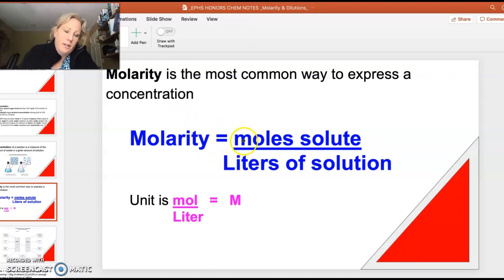Molarity is calculated by taking moles of solute divided by liters of solution. That's what you're calculating, but then your unit is also capital M for molarity. It's actually just a way to abbreviate moles per liter, so you can choose either one when you're doing the unit.